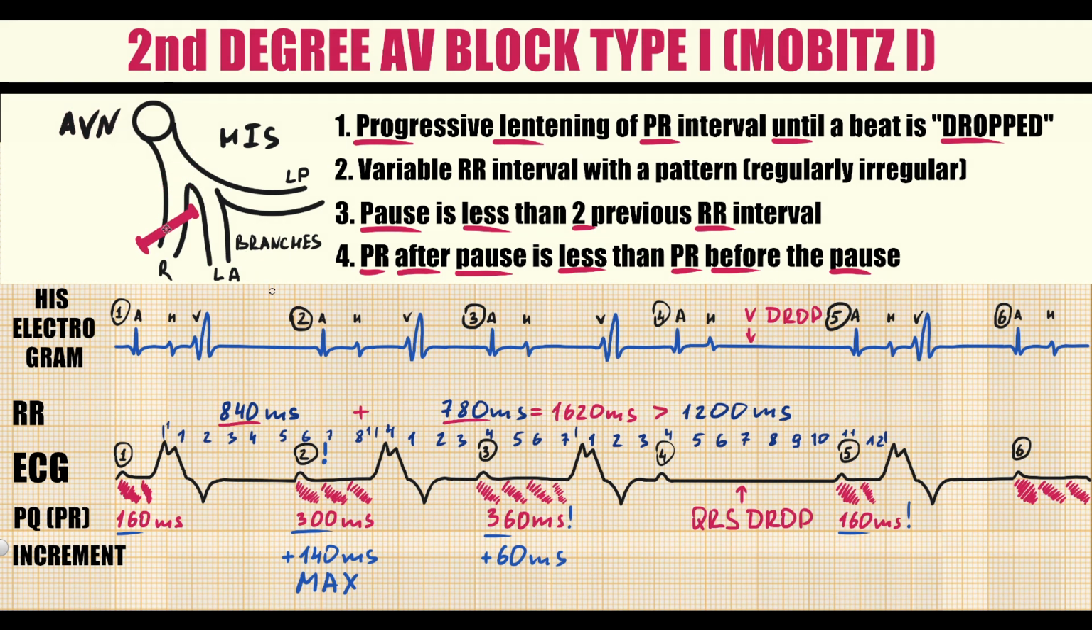When the block is located in one of the His branches, on ECG we see wide QRS due to permanent block of the other branches, and on the His electrogram, progressive lengthening of HV interval until the V spike is dropped.